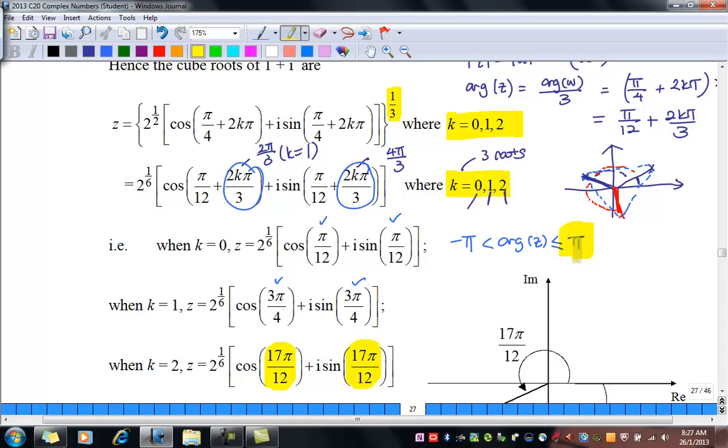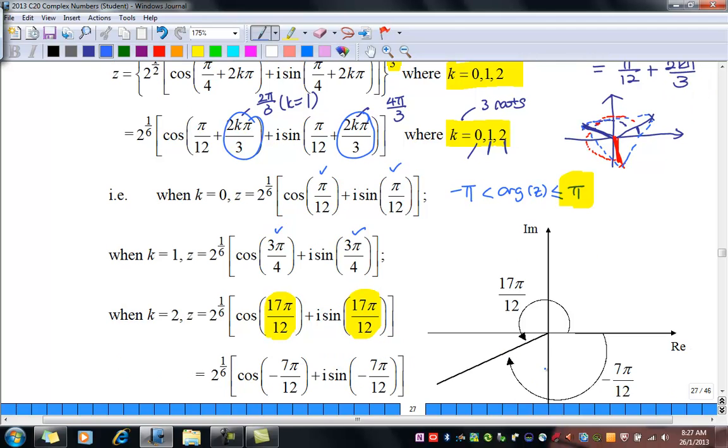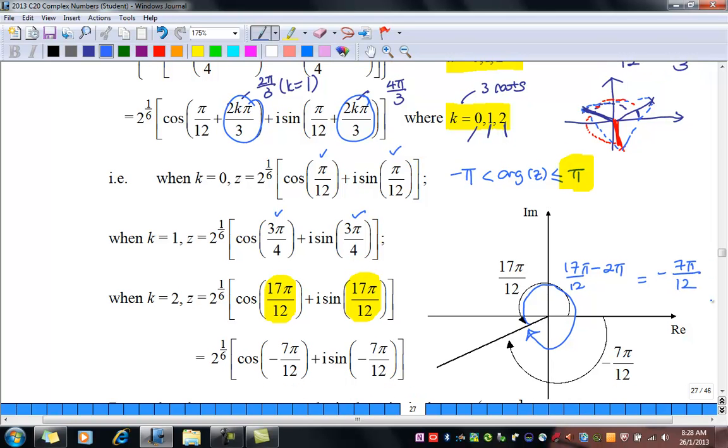So what can I do now? You recall we can add 2 pi and subtract 2 pi without changing anything. So instead, if I subtract 2 pi, I would go back one circle and end up at the same point, and that will actually give me negative 7 pi over 12. Therefore, instead of expressing it in this form, which is not acceptable because the argument falls outside the principal range, I will just use this argument instead, which is an equivalent expression. The complex number is still the same one.